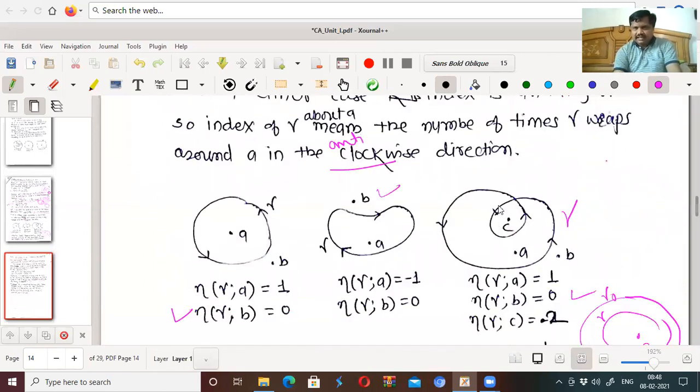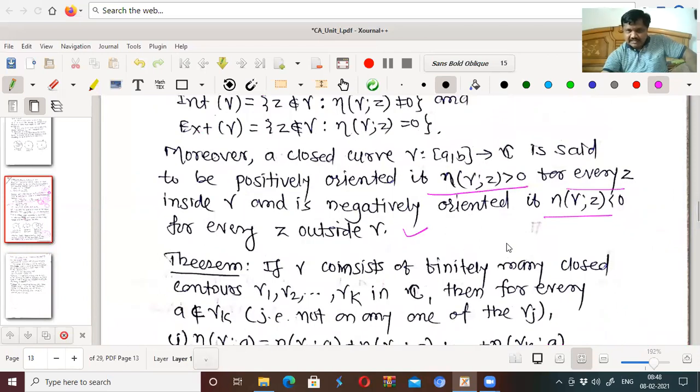Take n of gamma at C. This is your curve gamma 1 and this is your gamma 2. Actually the whole curve is your gamma. So n of gamma about C is nothing but n of gamma 1 about C plus n of gamma 2 about C. If a third curve is there, it is plus n of gamma 3 about C, and so on. That is a simple curve, right?